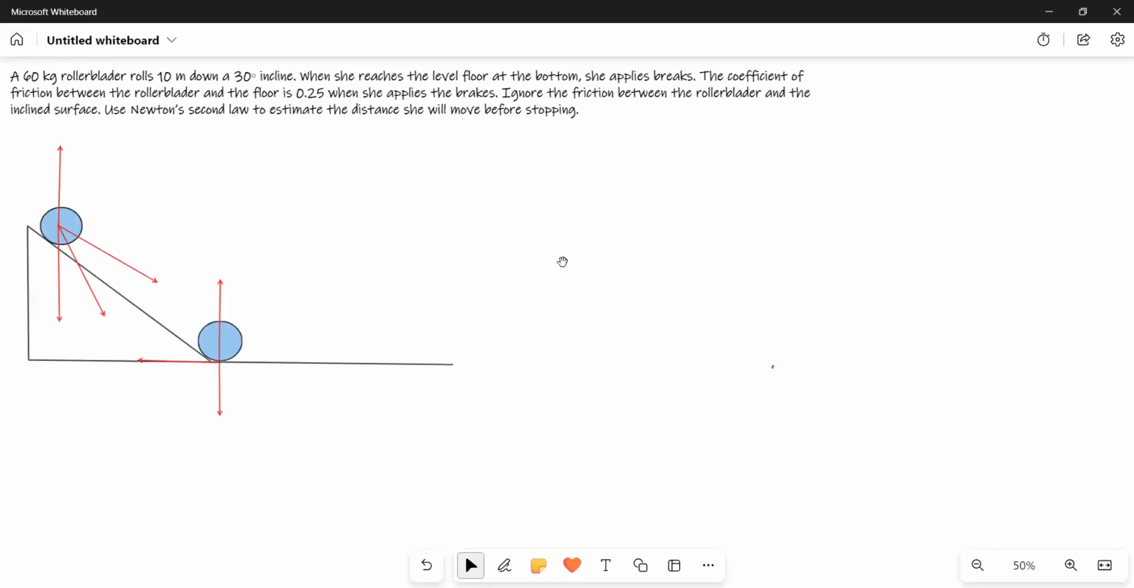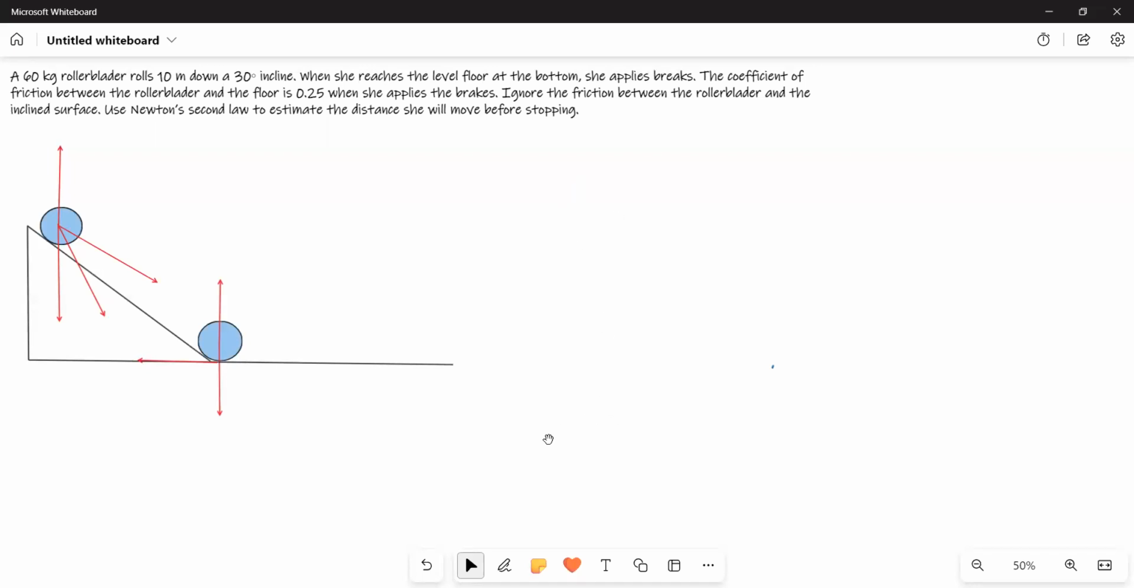A 60 kg rollerblader rolls 10 meters down a 30-degree incline. When she reaches the level floor at the bottom, she applies brakes. The coefficient of friction between the rollerblader and the floor is 0.25 when she applies the brakes. Ignore the friction between the rollerblader and the inclined surface. Use Newton's second law to estimate the distance she will move before stopping.